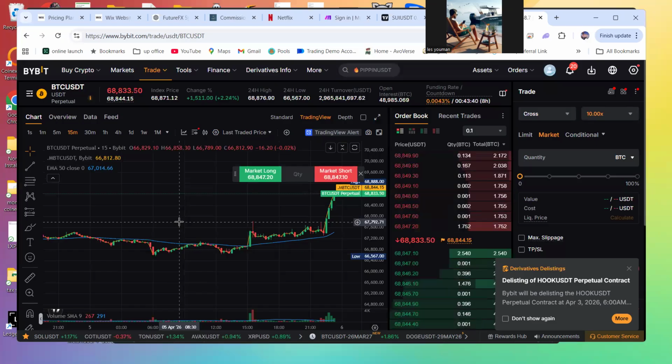They also have their own crypto card, which anybody that's got a verified account can just get and use to spend their crypto as well. Nice and simple, comes in handy.